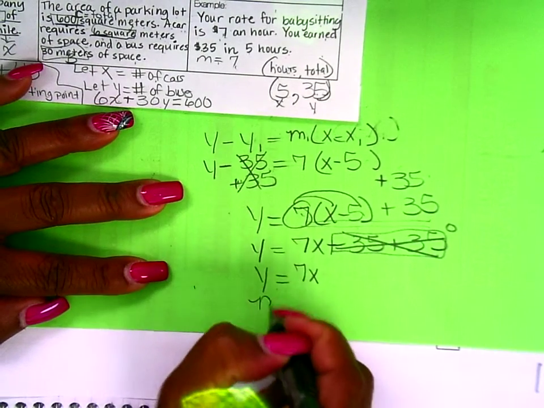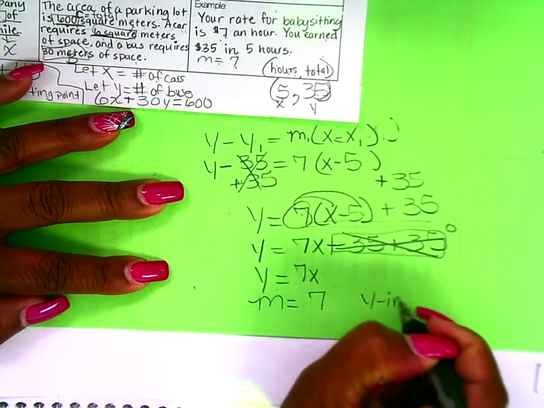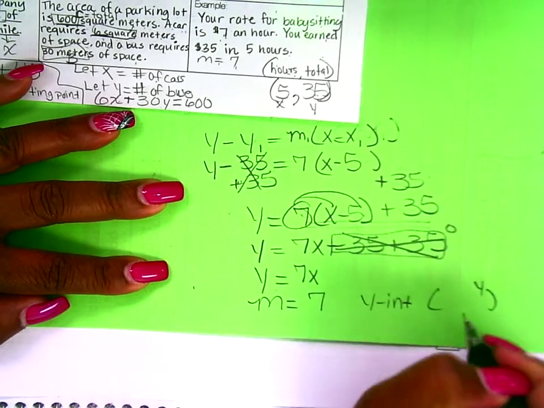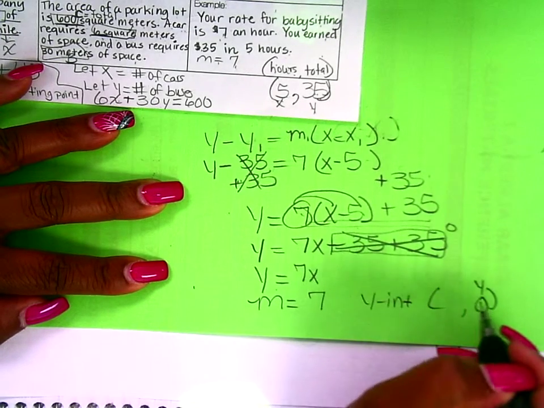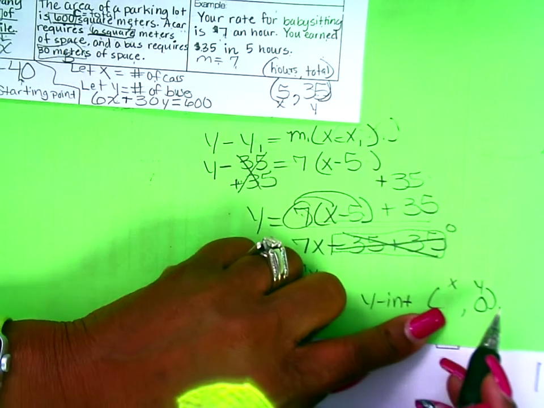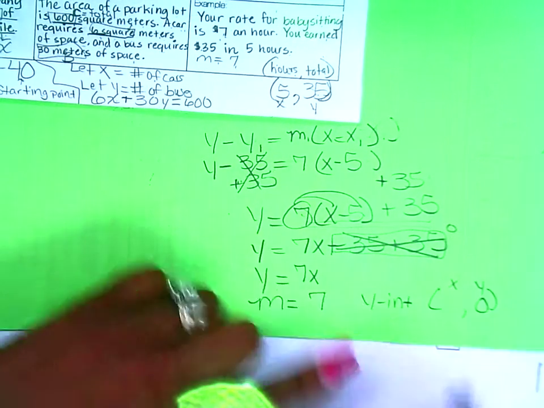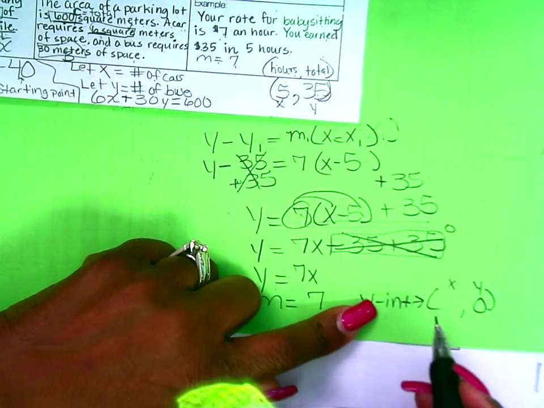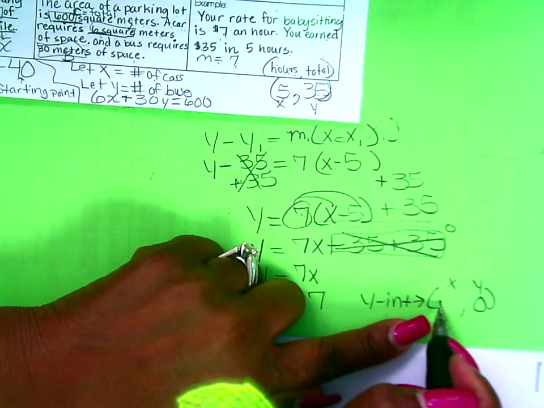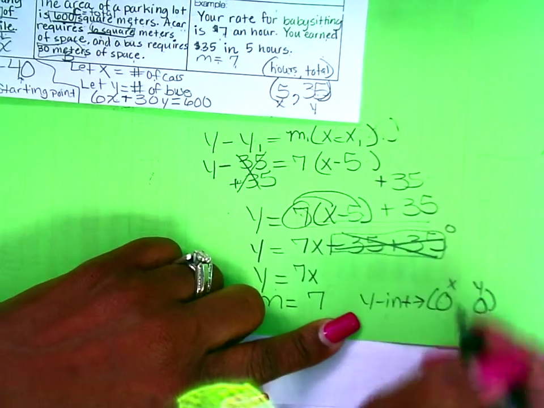So what is my slope? 7. What is my y-intercept? 0. If I'm looking for the y-intercept, what is x? X is always 0 when it's the y-intercept.